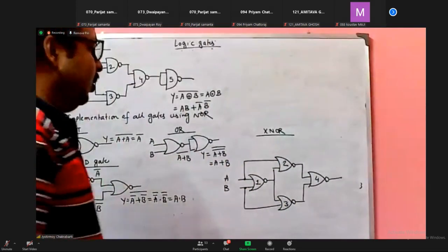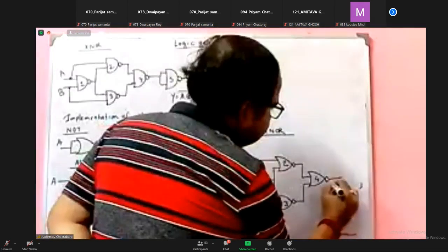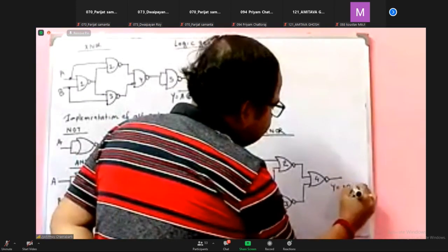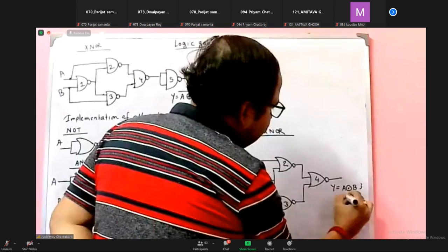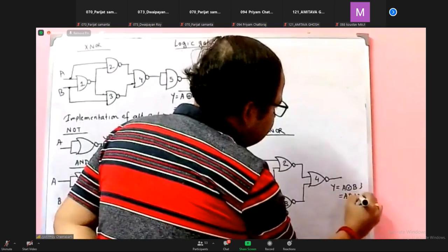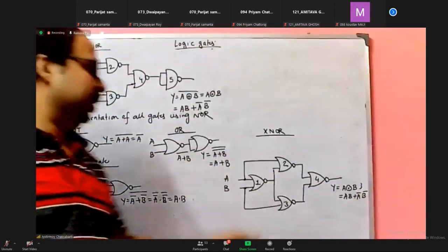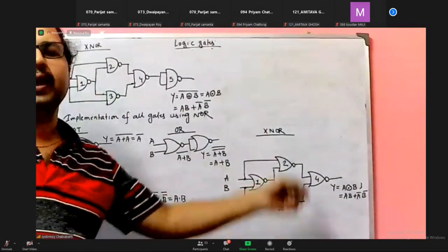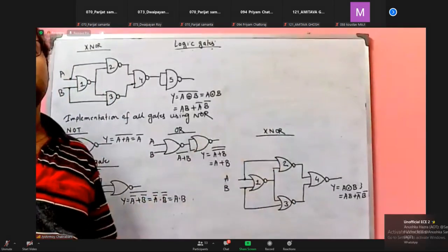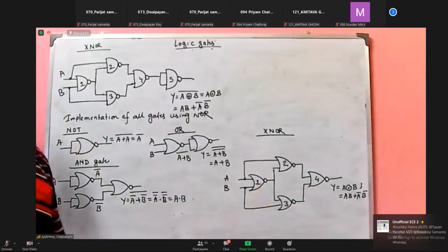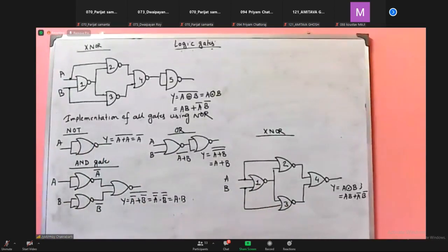Okay, so this is basically y equals A XNOR B, or AB plus A bar B bar. This gate is the XNOR gate implementation using NOR gates only. Okay.